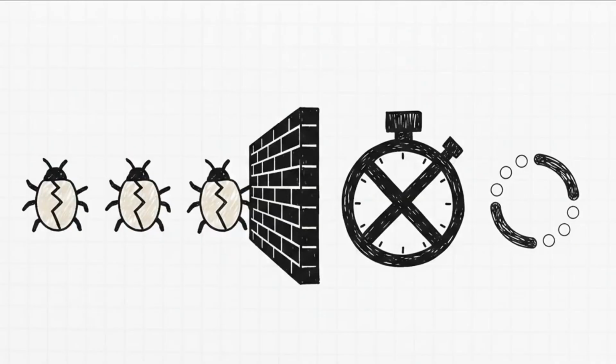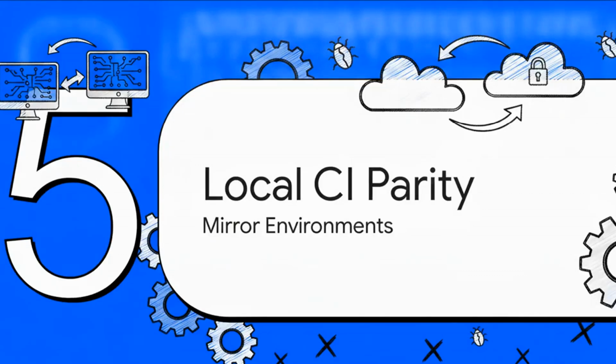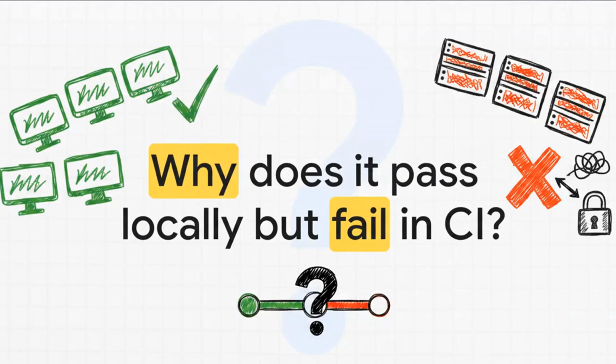Second, dash timeout equals 30. This automatically fails any test that hangs for more than 30 seconds. One stuck external API call should not block your entire CI pipeline for 10 minutes. These configs keep your feedback loops incredibly short. And finally, Section 5, Local CI Parity. Let's look at troubleshooting arguably the most classic, frustrating developer headache ever.